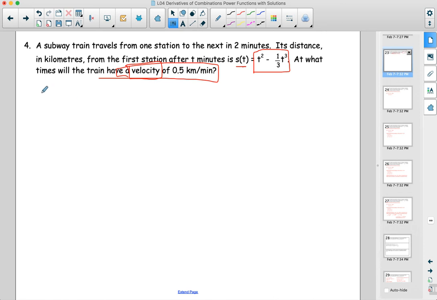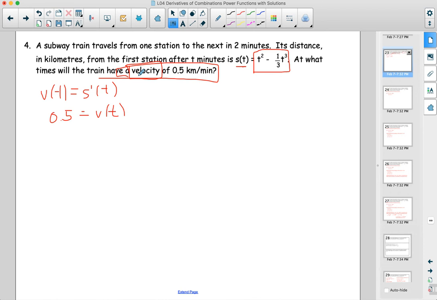Pause if you don't want the answer, if you want to think about it. V at t is equal to s prime at t, so I need to take the derivative of the position function. Now, what is this question asking me? When is the velocity this? So what I need to solve is when is 0.5 equal to v at t? Because that's what they're asking me.